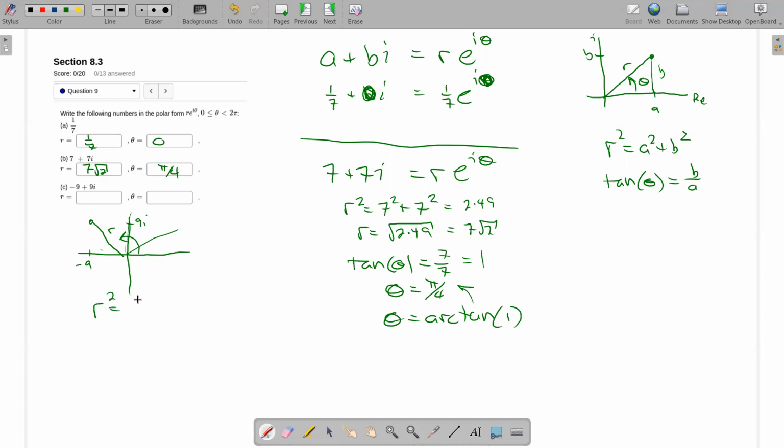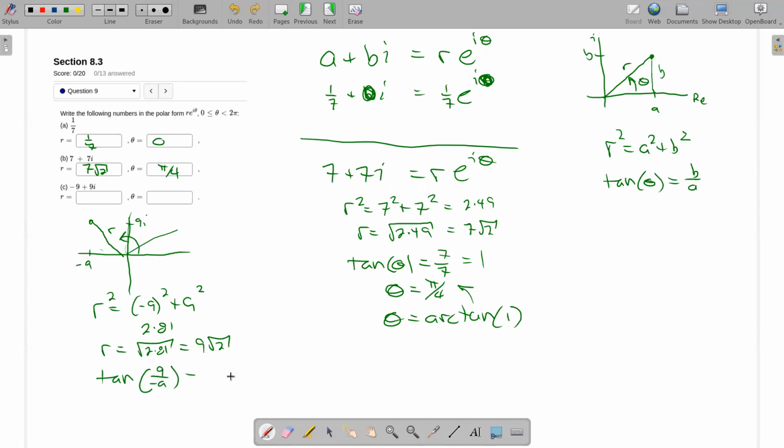R squared equals -9 squared plus 9 squared, which is 81 plus 81. So I have two 81s. And if I take the square root of that, square root of 81 is 9. Square root of 2 is square root of 2. And then otherwise, I get the tangent of 9 over -9.